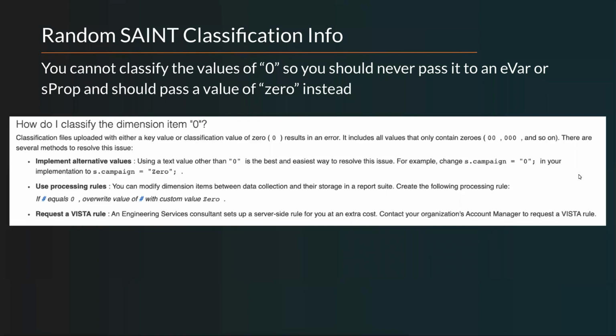So a best practice is to never pass a 0 into an eVar or an sProp and pass the phrase "zero" instead, and that way you can classify it. And if you already have 0 in your report, I hate to tell you, you can never classify it. So you might just want to switch to a new eVar or sProp from now on and never put the 0 in and then decommission the old one.